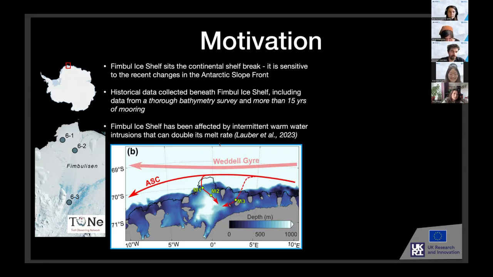And also in this place, thanks to the observation network that Norwegian researchers have built, we have a lot of historical data collected beneath Fimbul Ice Shelf, including data from a very thorough bathymetry survey, and also more than 15 years of mooring data. So those data provide us a chance to do a very comprehensive investigation in this region. From those observations, they've also shown that the Fimbul Ice Shelf has been affected by very frequent warm water intrusion. They can double the melt rate in this region.